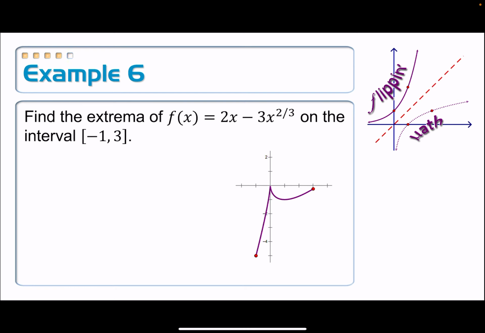Okay, so we said our absolute minimum value was right here at negative 5, which we can see is happening, and our absolute maximum right there is at 0, not at this little endpoint here, but right there at 0.